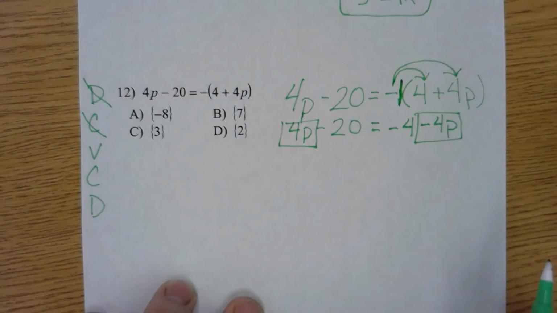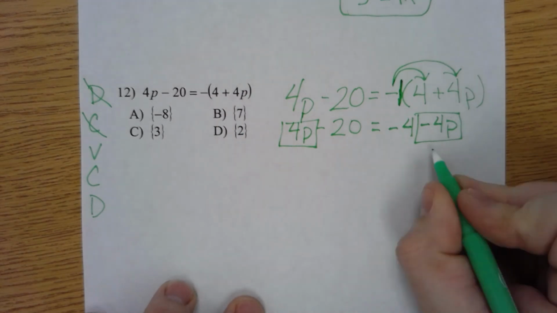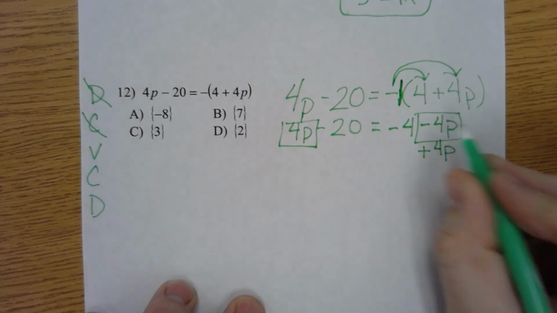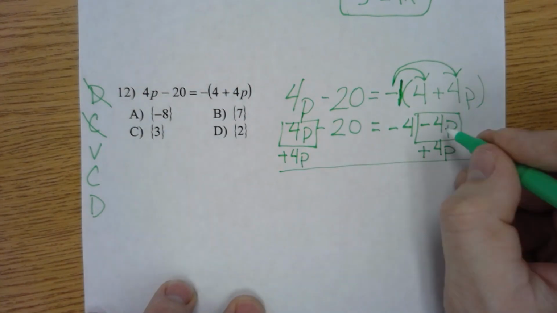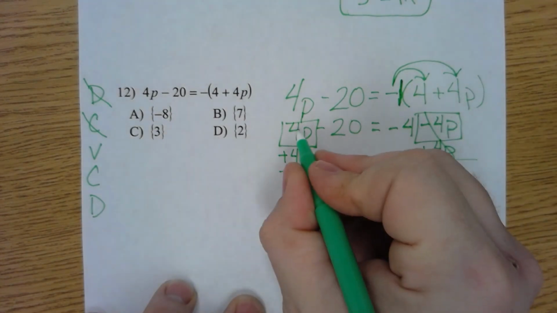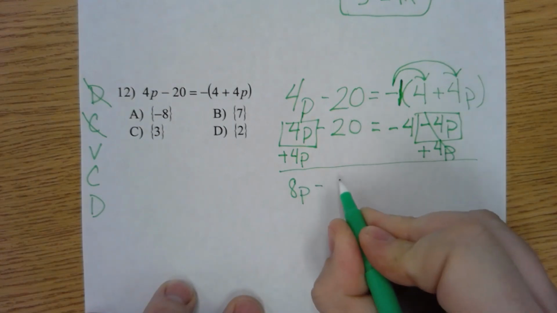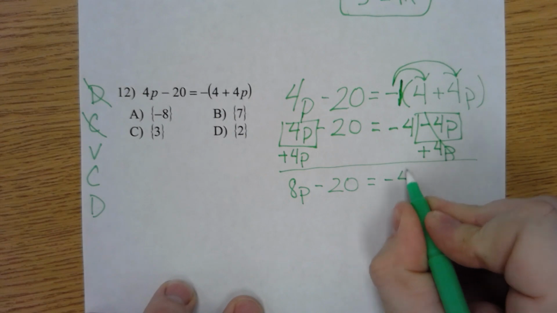Move variables to one side of the equal sign. Okay, so I'm going to move the -4p. So since it's negative, that means I add. Inverse operations means we're adding. It's the opposite. So plus 4p on both sides. 4 plus 4 is 8p. And then bring down the -20, the equal sign. And then we bring down the -4.